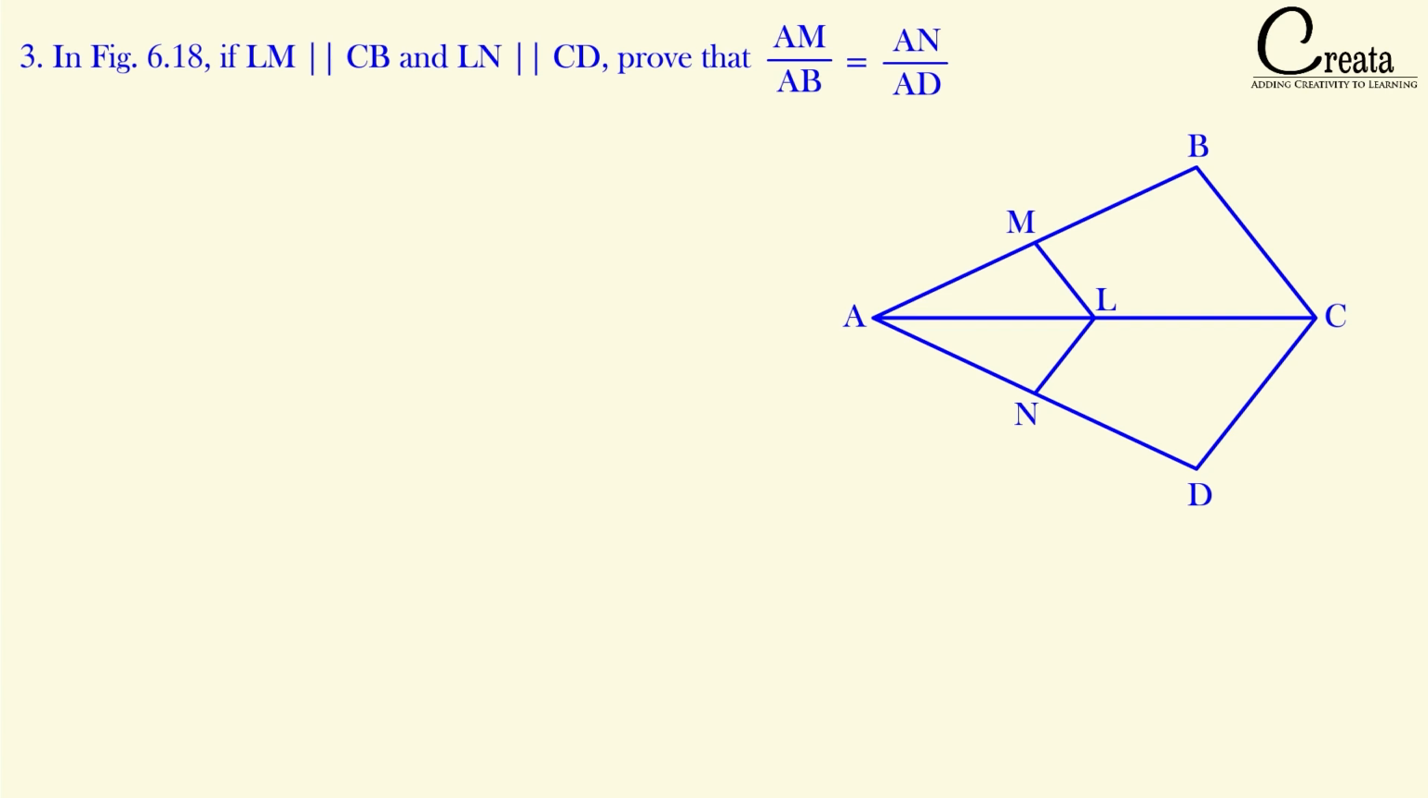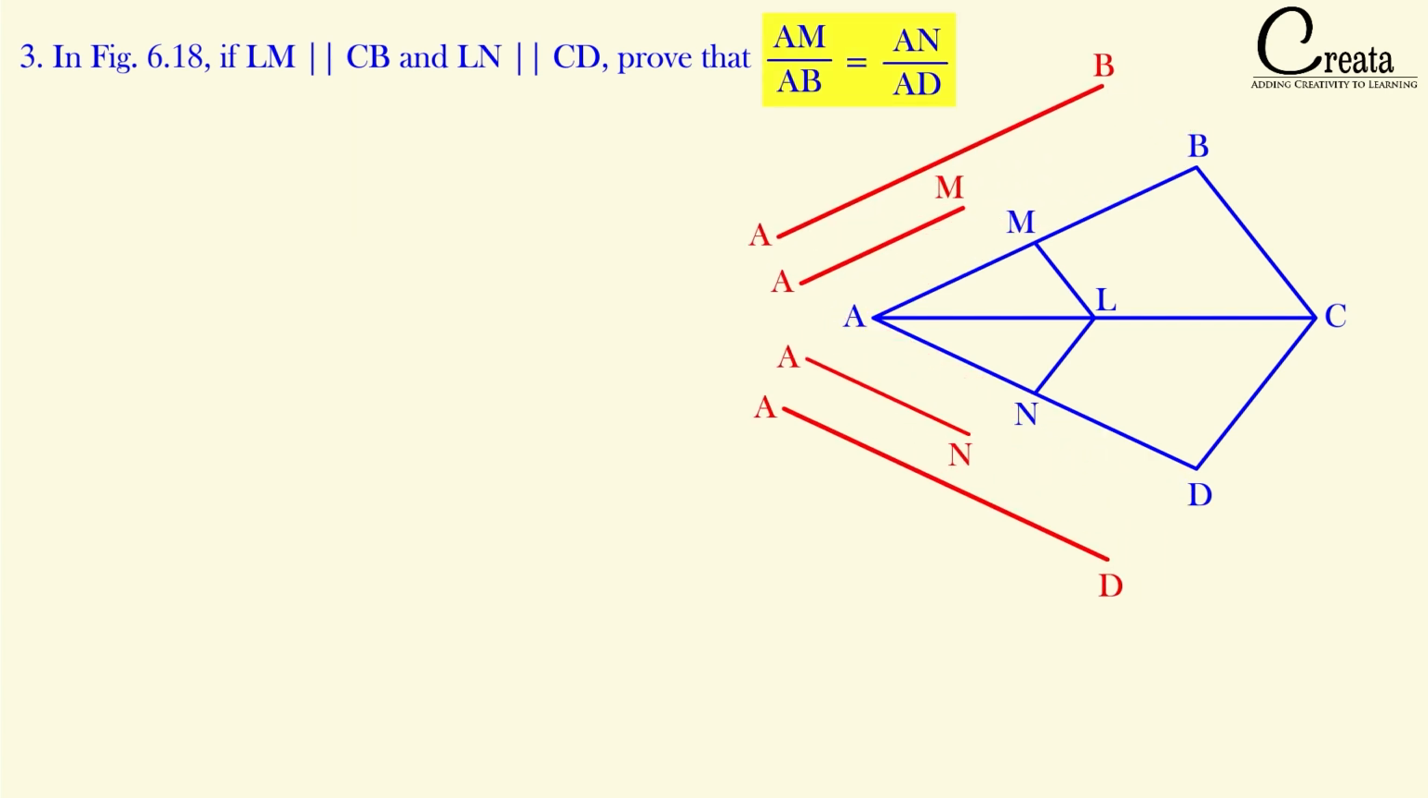Firstly, let's observe the figure. In this figure, LM and CB are given as parallel to each other. These two line segments are parallel. And LN and CD are also given as parallel to each other. And we have to prove AM upon AB is equal to AN upon AD.